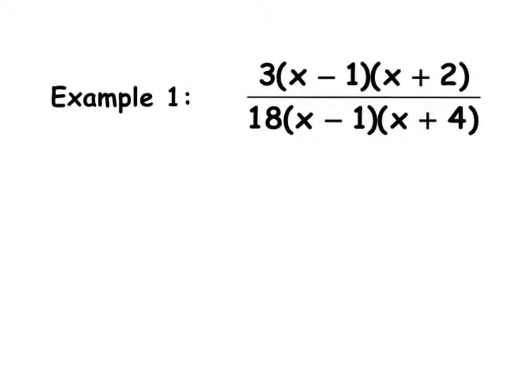Okay, now example 1 still has variables, but it also has something a little bit different. It doesn't have just an x, just a y, just a z. It has expressions. It has x minus 1, that entire quantity, x plus 2, that entire quantity, x plus 4, that entire quantity. And so we can treat each of these like their own variables, and so we can still use the same properties.